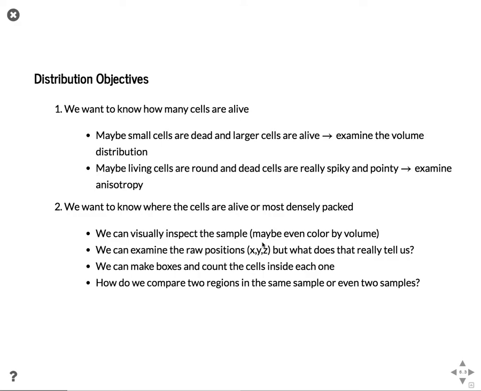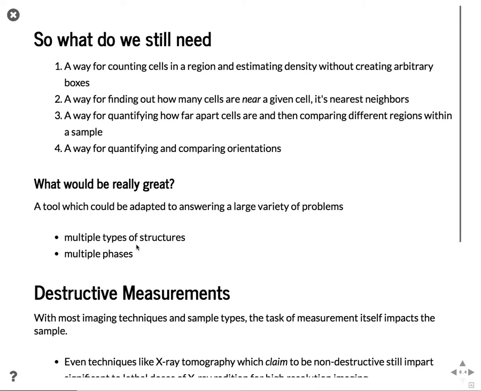If you wanted to know how many cells are alive, maybe the size of the cell or the anisotropy of the cell would tell you something, but maybe living cells are closer together. And if living cells are closer together, that would be difficult to assess with the tools that we've developed so far. If we try to look at the raw positions, that doesn't tell us very much. Maybe we could make little boxes and count, but that's also not particularly useful. What we really need are better tools for assessing these kinds of problems.